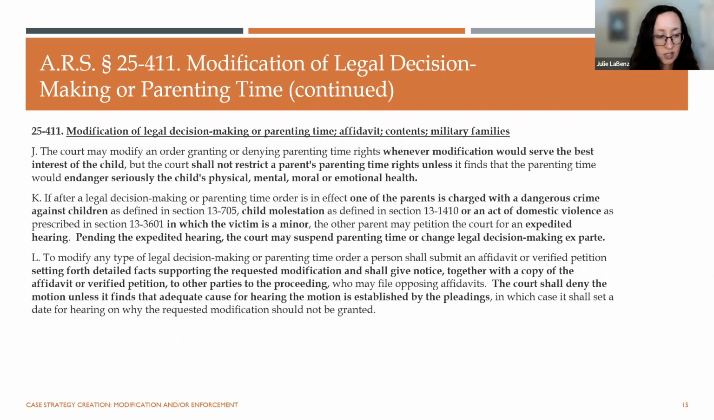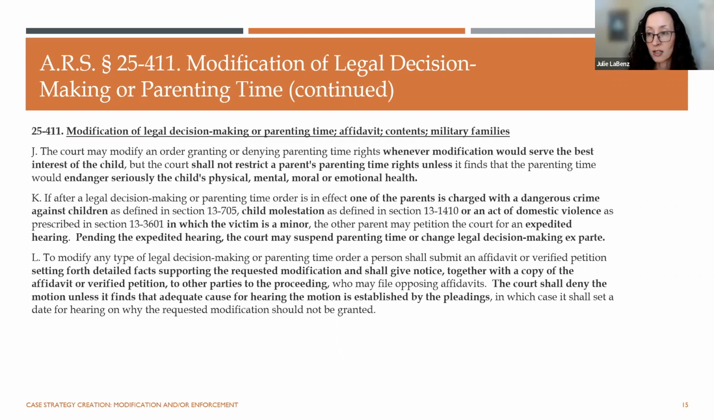It says the court shall deny the motion unless it finds that adequate cause for hearing the motion is established by the pleadings, in which case it shall set a date for hearing on why the requested modification should not be granted. So keep that in mind. If you are filing for a modification, you have the burden of proof. And when you file your initial request to modify, you're going to need to include enough detail to show the judge there's been a substantial and continuing change in circumstances, and I'm entitled to a hearing on this as a result. So don't just think you can check some boxes on the pages, file your papers, and it's a done deal.